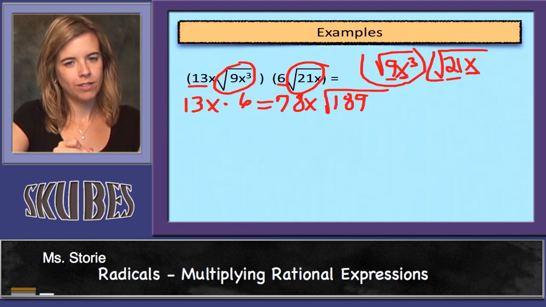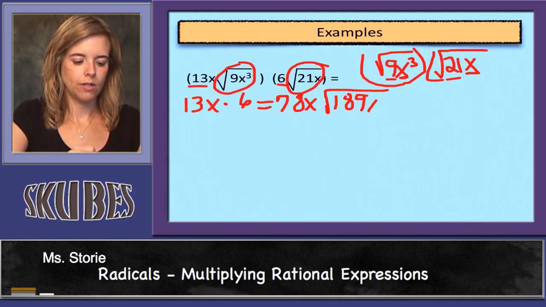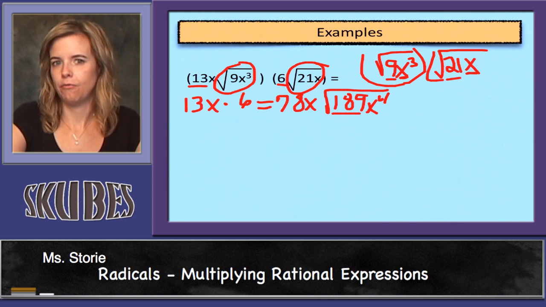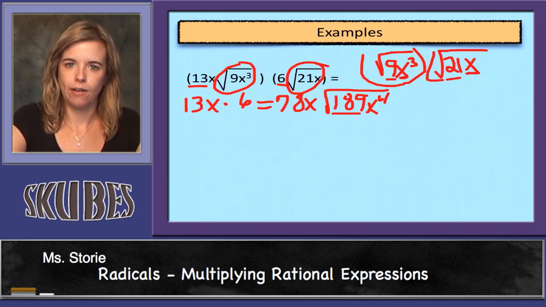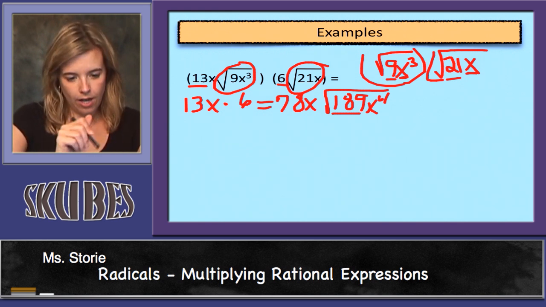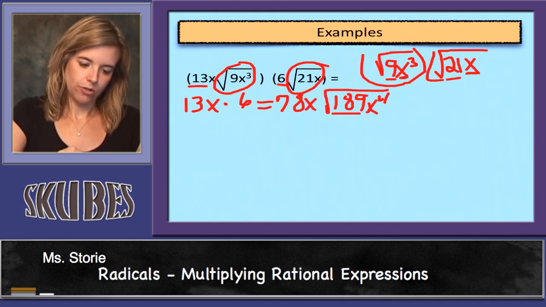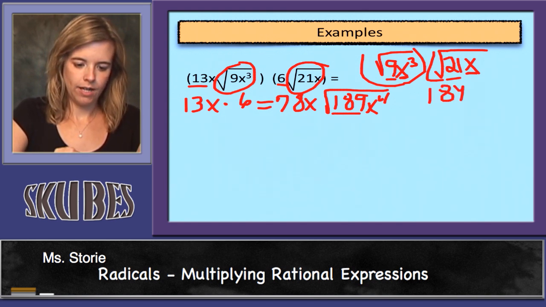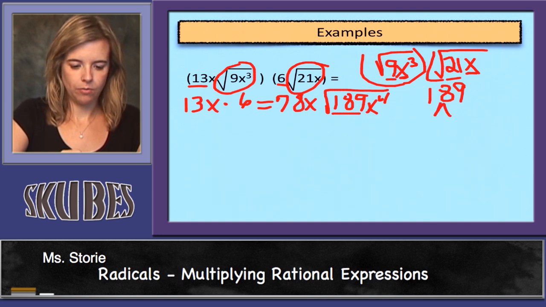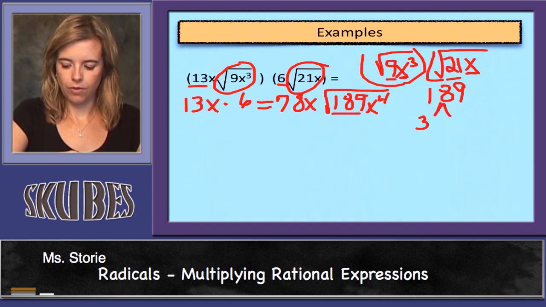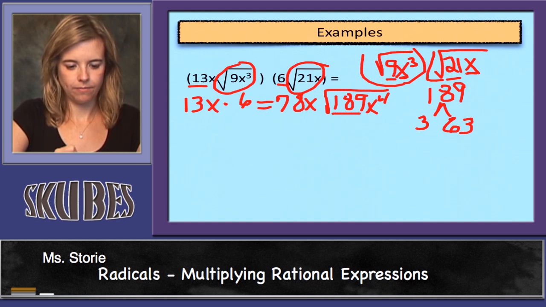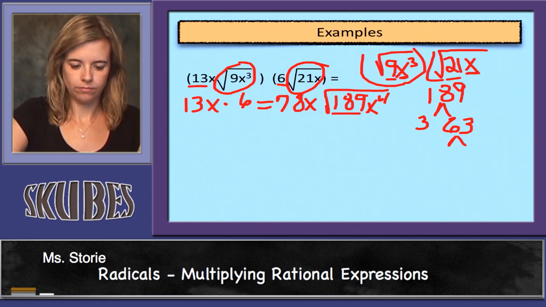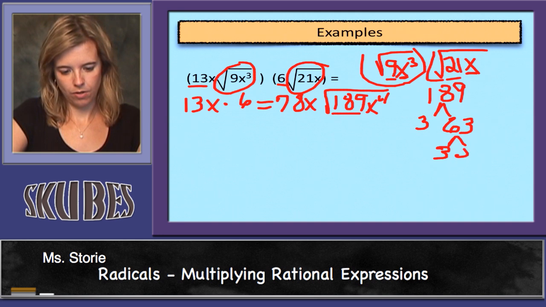Remember, when you multiply exponents, you really have to add them. So it's x to the fourth. That's great, but 189x to the fourth is not fully simplified, so we're going to have to break it down. Now, you can use your calculator, you can do a factor tree, and if you do a factor tree, 189, you can definitely break it down by 3. So 3 goes into there 63 times. 63 is going to be 3 times 21. So far so good, I've got primes. And then 3 times 7.